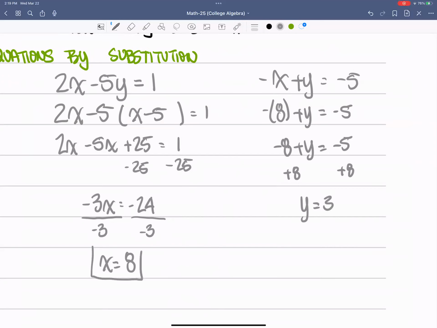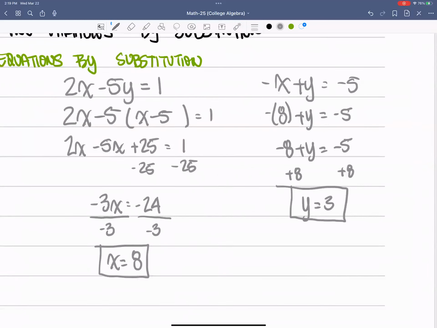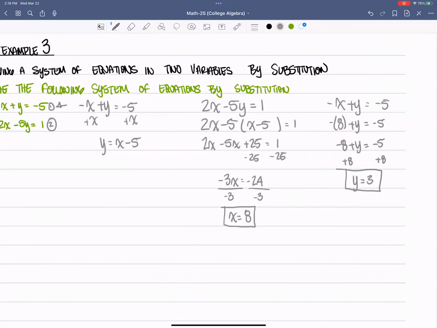So this is our x component of our solution. This is the y component of our solution. So the part that we're going to box in is going to be the point (8, 3). So that's the solution to this system of equations.